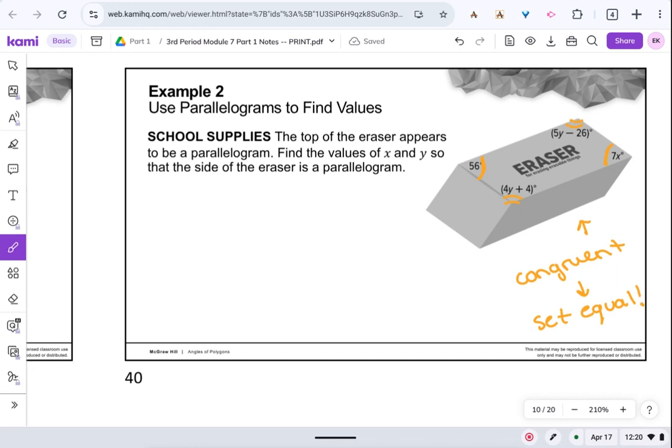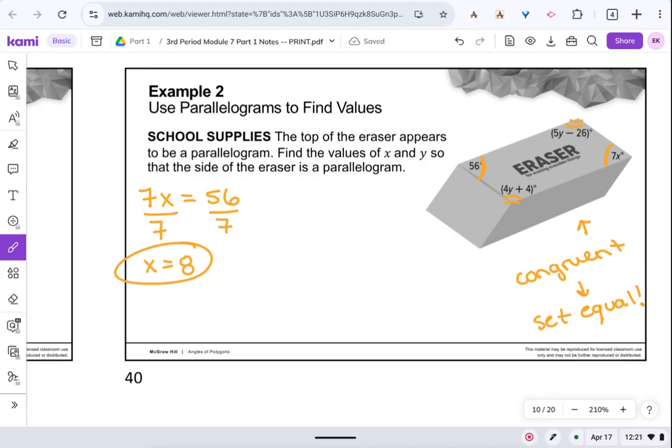So I'm going to look at the x's first. I've got 56 and 7x. It doesn't matter what order you write them in. I'm going to write the x term first, just because then x is on that left side. So it'd be 7x equals 56. Divide by 7 on both sides, and we get x to be 8. So that's a really simple one of solving for x.